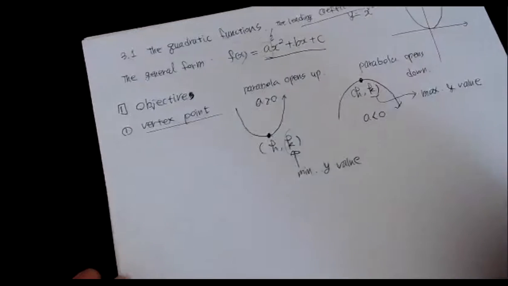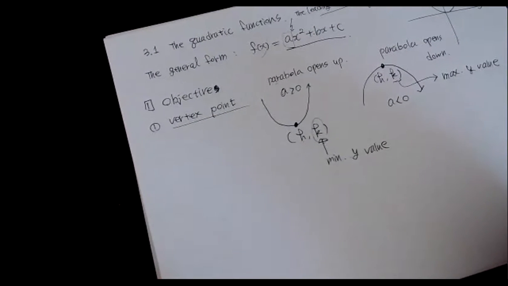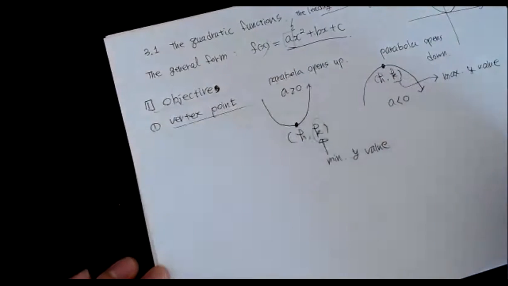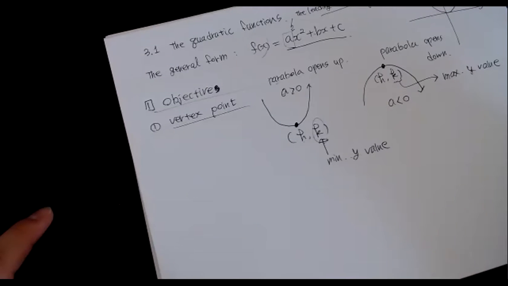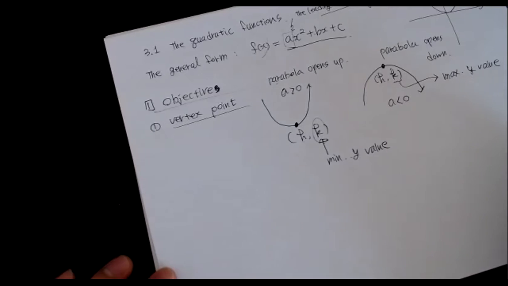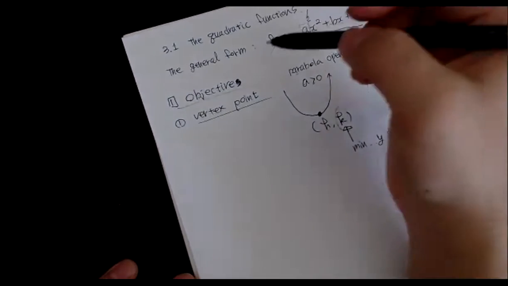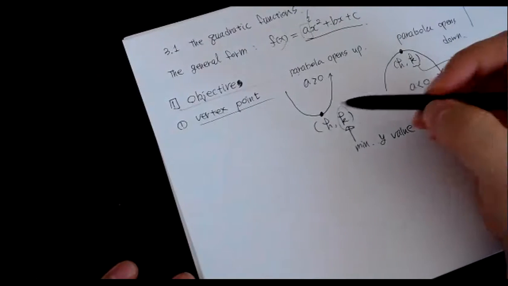Okay, so what kind of problems are we going to expect in this section? In the first big objective, most problems are going to ask you to find the vertex point, then the maximum or minimum y value, and whether it opens up or down, and other things I'm going to introduce. So here's a question: how can I find h and k?